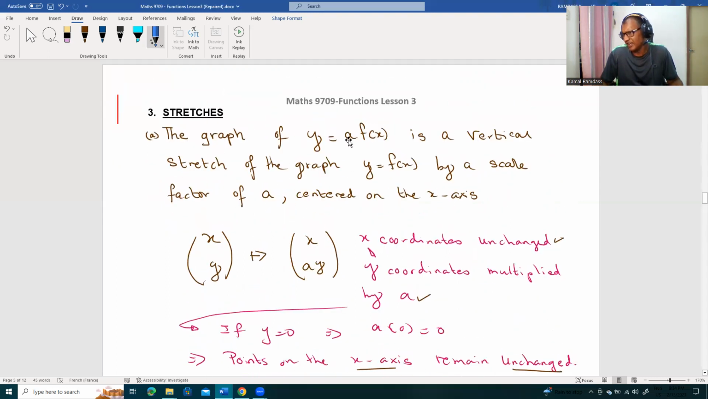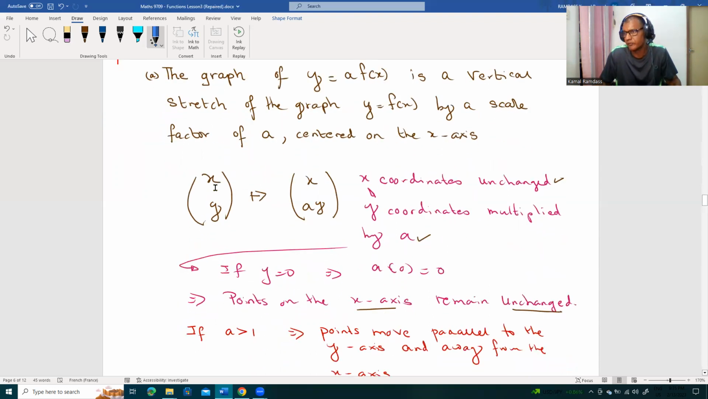Okay? Ça veut dire si a est négatif, négatif 5 par exemple, ça veut dire qu'on est capable de faire the stretch first, then we do the reflection, ou bien on est capable de faire the reflection first, then we do the stretch. Il faut pareil. Bon. Dans ce cas-là, x, y coordinate of the function f(x) will be mapped onto x pareil, mais y pour venir a times y. X coordinate unchanged, y coordinate multiplied by constant a.